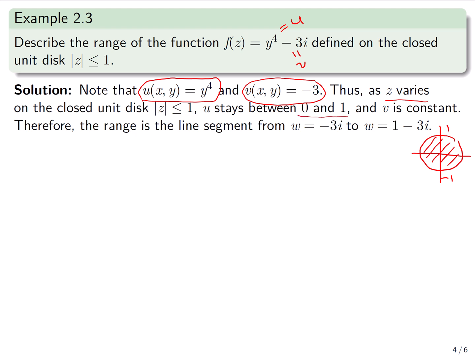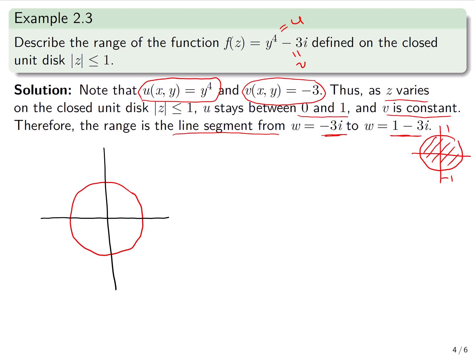And then the v function is -3, which is a constant. So v is a constant and u ranges between 0 and 1. Since v is constant and only u is changing, it generates a line segment, starting at -3i, then adding 1, going to 1 minus 3i. So you get a horizontal line segment, and you can see it like this.